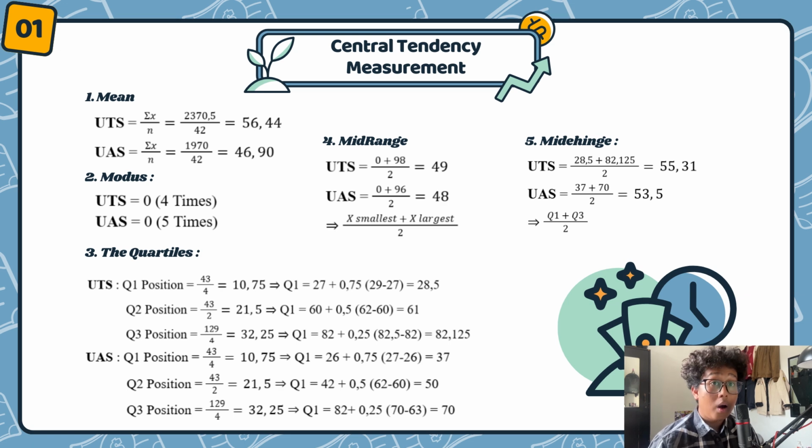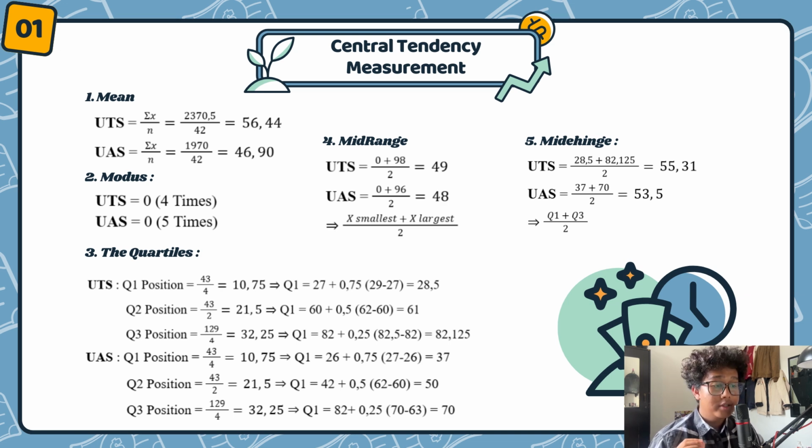And then we also calculate the mode. So what is the mode actually? The mode is the most frequent data that appeared in the data set. So for the midterm table, we got 0 as the most frequent number that appeared, and it appeared 4 times. And for the final test, we also got 0, which appeared 5 times.